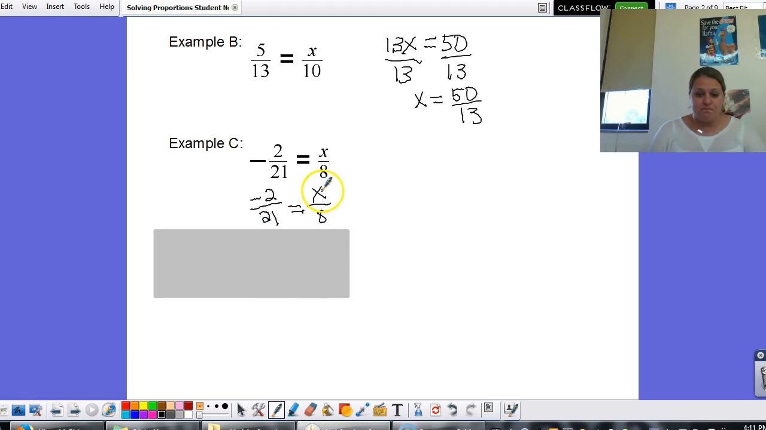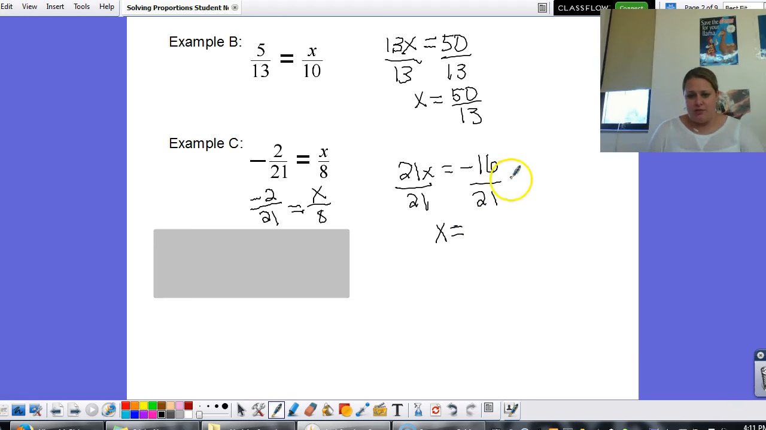So here we go. X times 21 is 21x. Oops, that looks kind of funny. Hold on. 21x. And then cross multiply going the other direction. -2 times 8 is -16. We want x by itself. It's not. So let's divide by 21 to get x by itself. And -16 divided by 21. Can that be simplified? Let's see. 4, 2, nope. So that's it. -16 divided by 21.